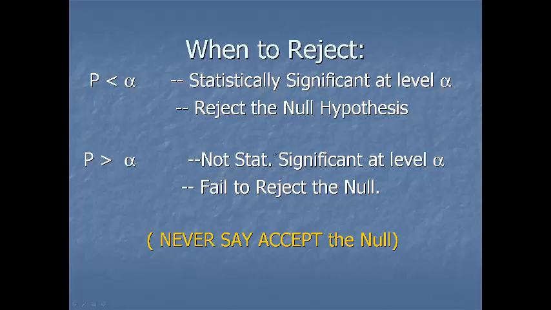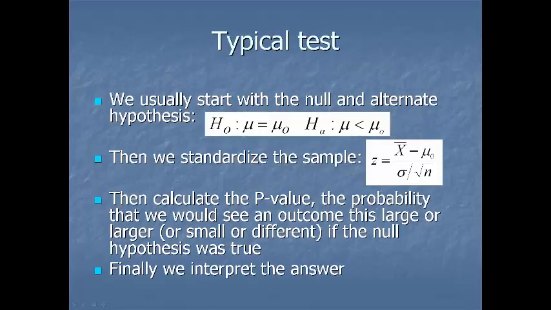Now, if your p-value, upper tail probability, is greater than alpha, then it's not statistically significant at level alpha, and we say we failed to reject the null hypothesis. We never say we accept the null hypothesis. We just say we failed to reject it. At this point, we don't have enough evidence to say that it isn't true.